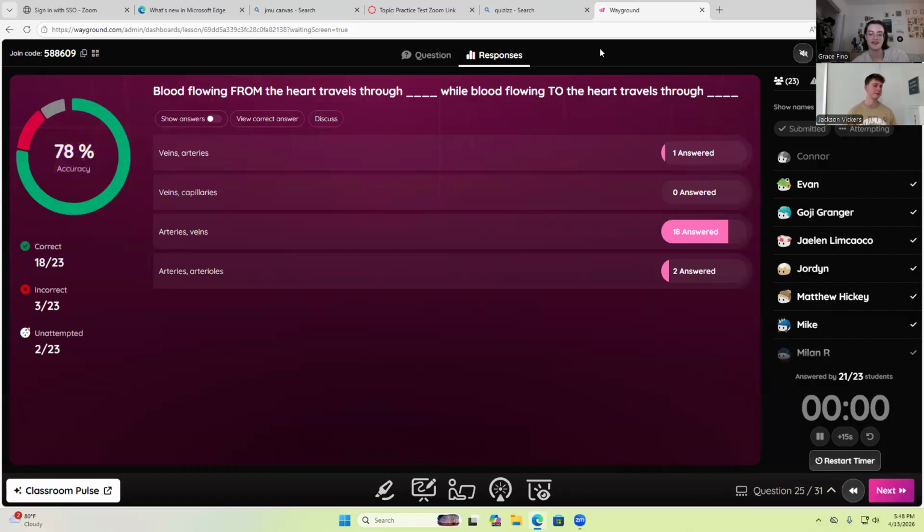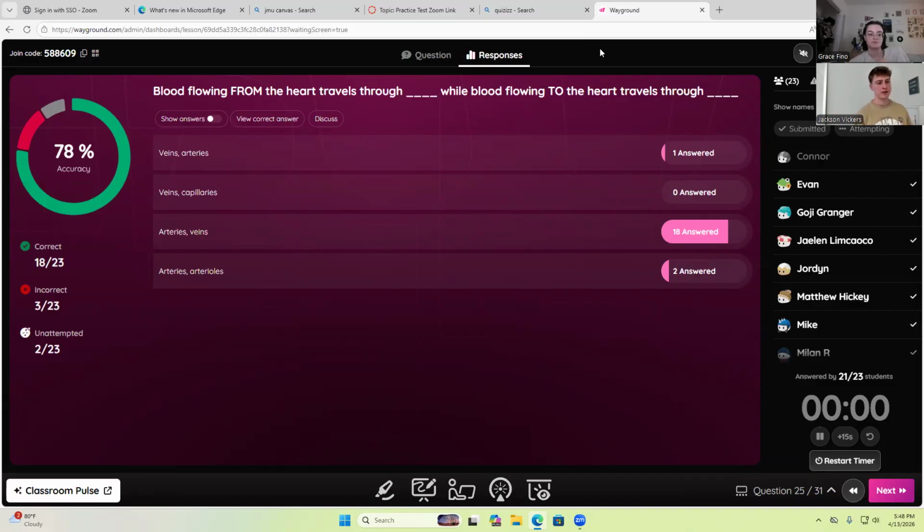Yay. So the answer is C. From the heart, oxygenated blood, that's what I remember. So from the heart, arteries carry oxygenated blood. And then to the heart is veins carrying deoxygenated blood.